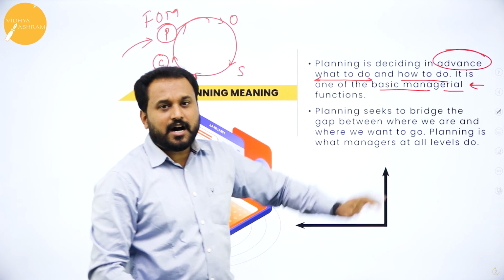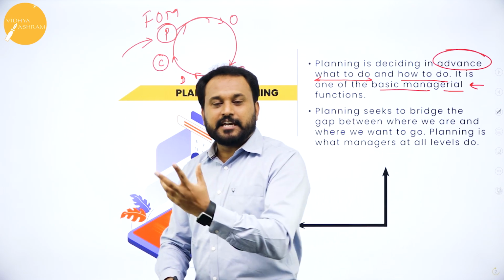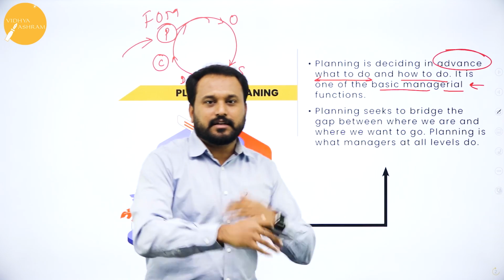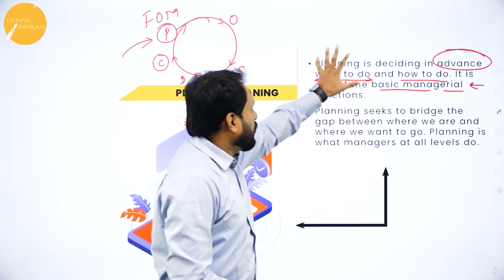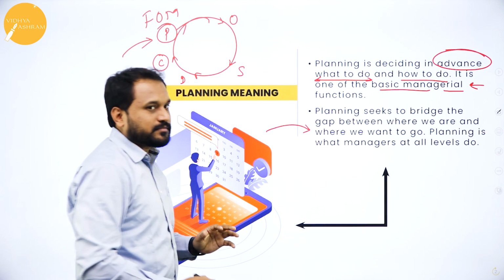This is a 1 mark question, you will get it. If it is for 2 marks, it is define planning. You can write according to Henry Fayol, according to F.W. Taylor, according to Peter F. Drucker, so many people, and then write what I have given. Next, we'll see one more meaning.